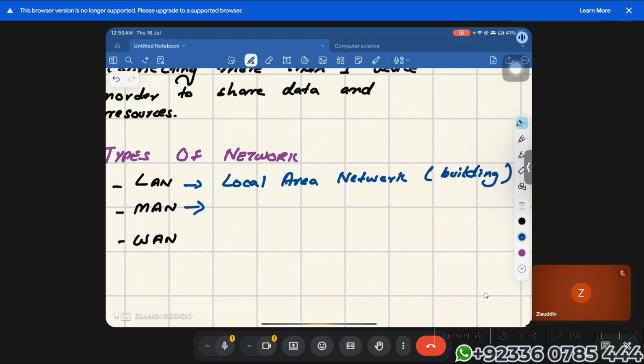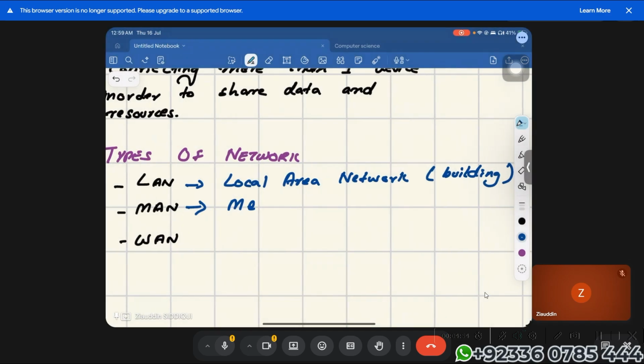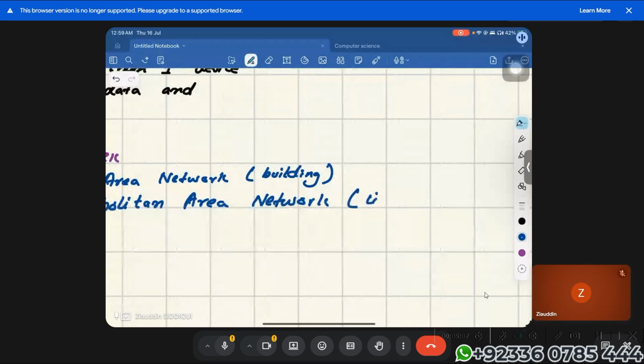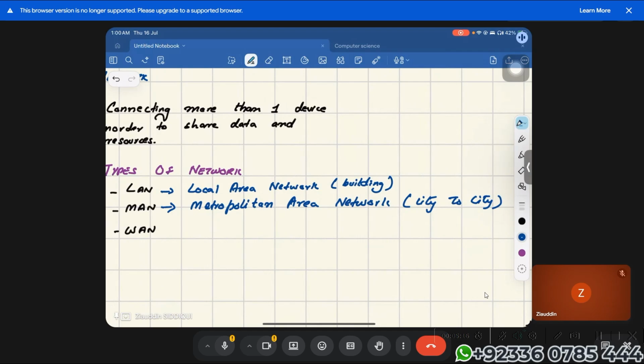Then we have MAN, that is metropolitan area network. This is from city to city. Those networks which work from city to city, for example branches of a bank within the country, might be connected using a MAN. So the geographical limitation of such a network is within the country, from city to city. MANs are larger than LANs, and they can connect together many small computer networks. For example, within a city it might be a LAN, but it has to be connected to another city using a MAN.